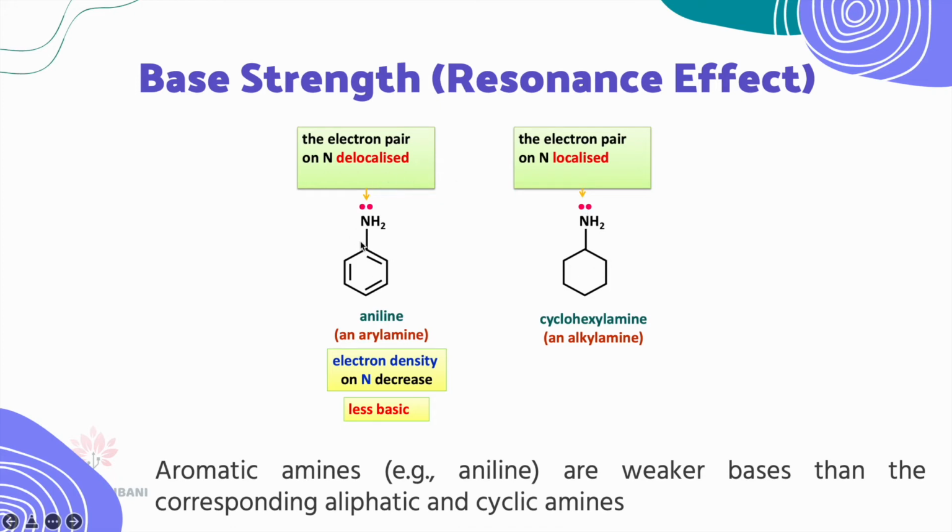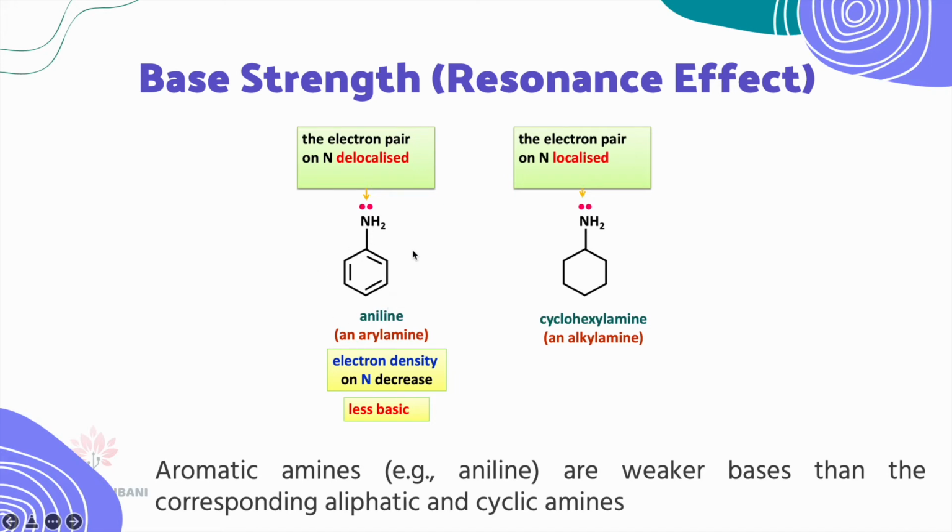In the benzene ring, the electron pair on the N is delocalized, meaning this N lone pair at the end can move around the benzene ring. That's what it means by delocalized. When this electron can move around this ring, the electron density on the N decreases.